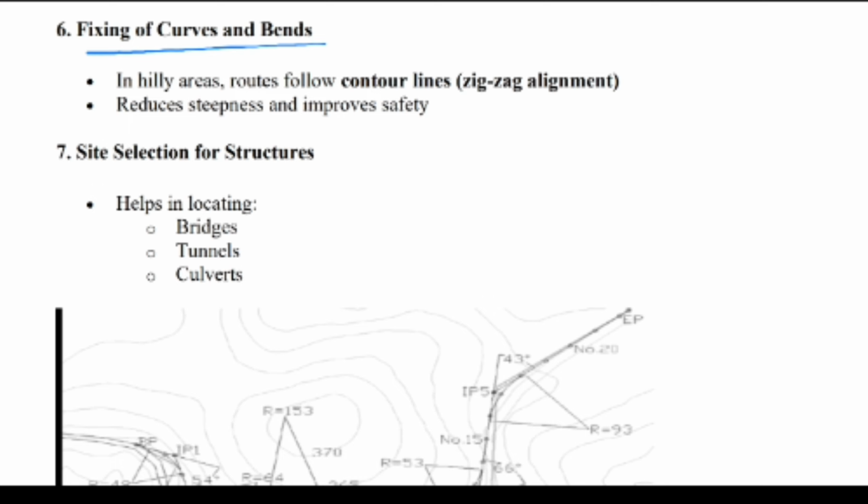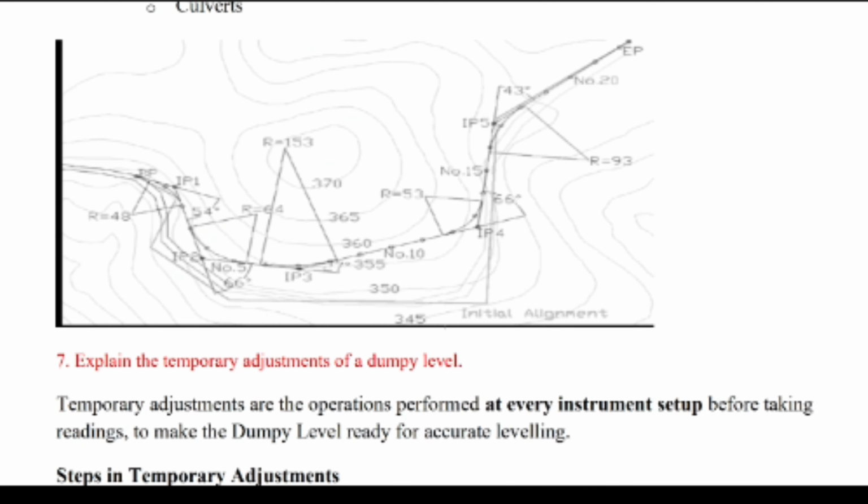In hilly areas, with the help of the contour lines we can give the proper road alignment, reduce the steepness and improve the safety. And site selection, which helps for bridges, tunnels and culverts. We can use this based on the contour map. This is the contour alignment diagram, showing how the road construction and bridges are given.